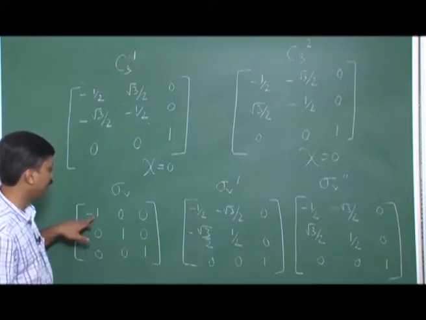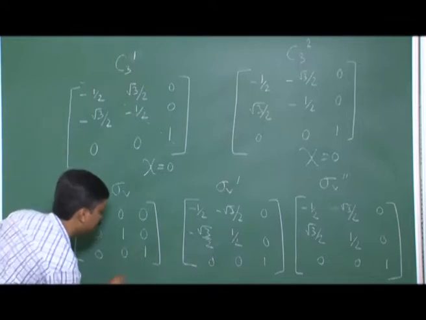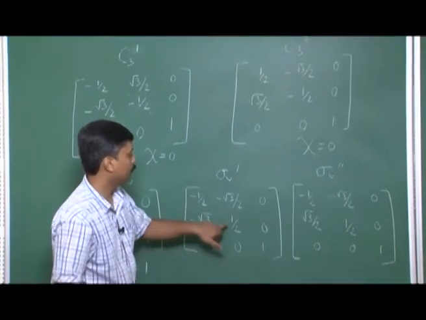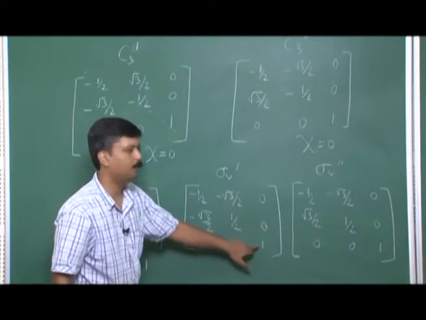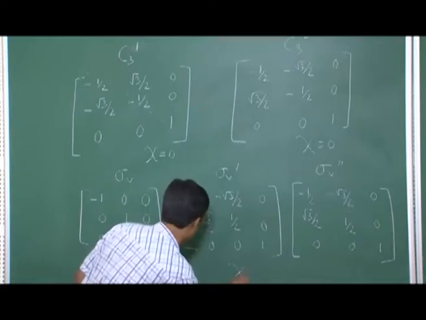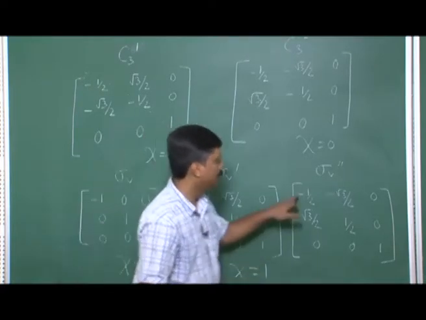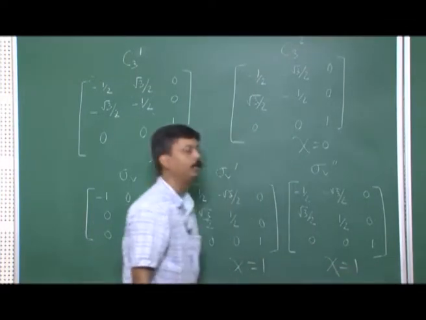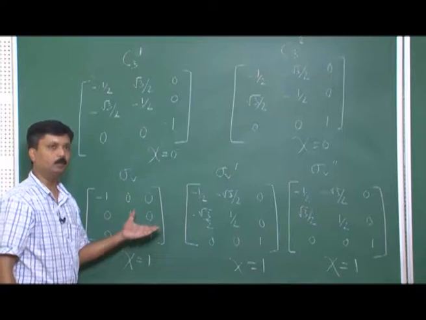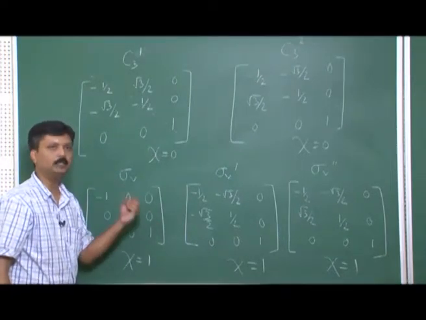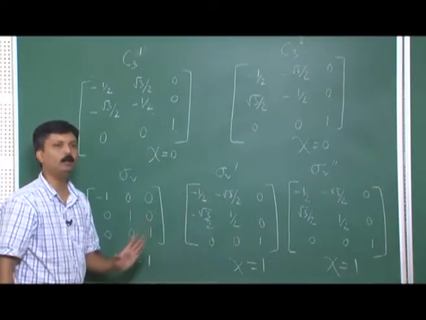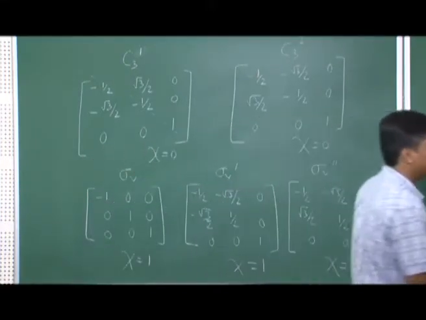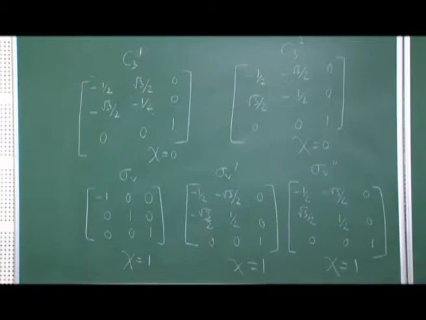So here the character is minus 1 plus 1 plus 1, which means 1. Here minus half plus 1 means the character is again 1. Here same. So again we have proved the point that conjugate matrices, which represent conjugate symmetry operations, have identical characters. Okay. So therefore we can see the importance of the character.